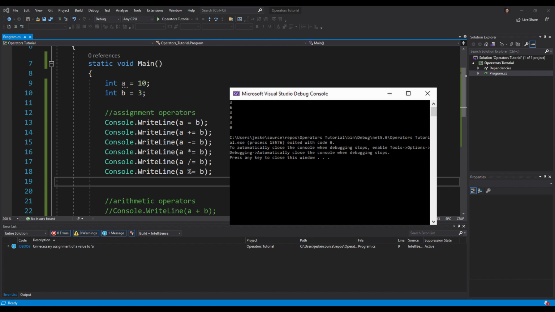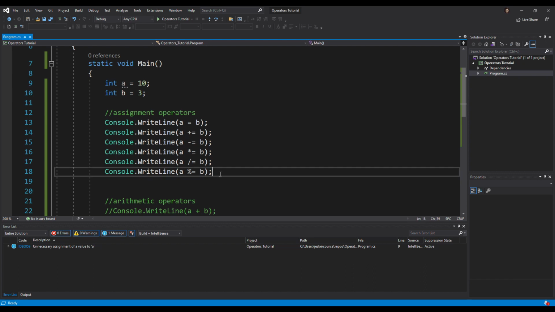So now we have a, which is 3, multiplying that by b, which is 3, and we're setting that to 9. And then we're dividing a, so a, which is 9, divided by b, which is 3, gives us 3. A is 3, and b is 3, and then we're going to make it equal the remainder of a divided by 3. And since a, which is 3, divided by b, which is 3, equals 1, there is no remainder, so that's why a now equals 0.